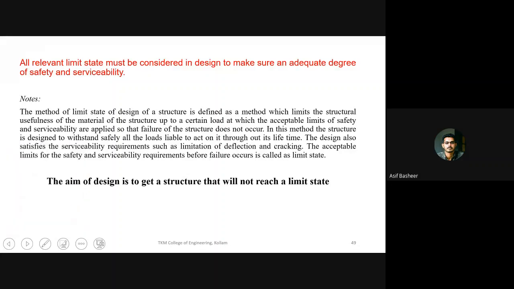The limit state method of design of a structure is defined as a method which limits the structural usefulness of the material of the structure up to a certain load at which the acceptable limits of safety and serviceability are applied so that the failure of the structure does not occur. That is, I will design the structure in such a way that there won't be any failure up to the limit state of collapse, and there won't be any problem up to the limit state of serviceability.